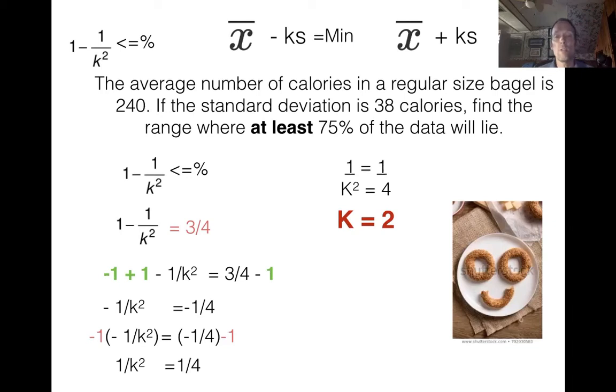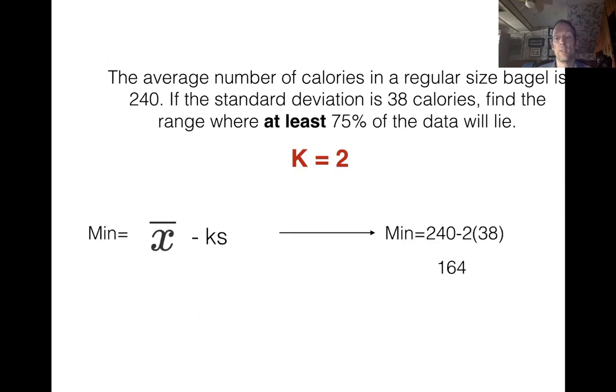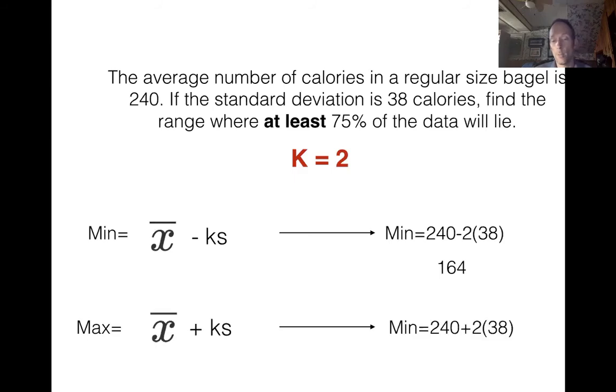Okay, so now that we know k equals 2, we're going to be able to finish off the question. We're going to use our minimum formula. Minimum equals x bar minus ks, plug in the numbers that they gave us from the question. That's going to bring us to 164 for our minimum. Our maximum will be exactly the same, only different. We're going to take that whole formula that we used and instead of a negative, switch to a positive. So when we put in our numbers, we're going to get 316. So now we know that at least 75% of the bagels are going to have between 164 and 316 calories.